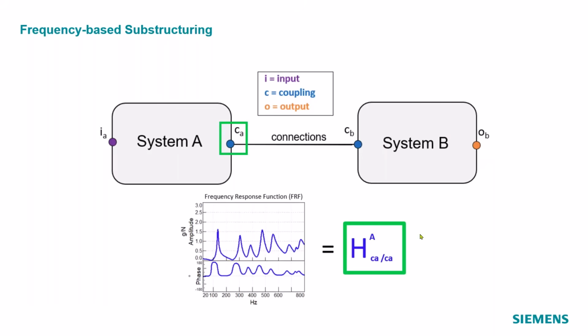Some nomenclature. I'm going to use the letter H to represent an FRF or a family of FRFs. Again, this superscript just means it's an FRF on system A. And then these subscripts will tell us where this FRF is taken from. Remember, an FRF is just output over input. And so CA over CA means the output was at the coupling location on system A. The input was also at the coupling location on system A. So we would call this a driving point FRF or local impedance FRF for system A at that coupling location.